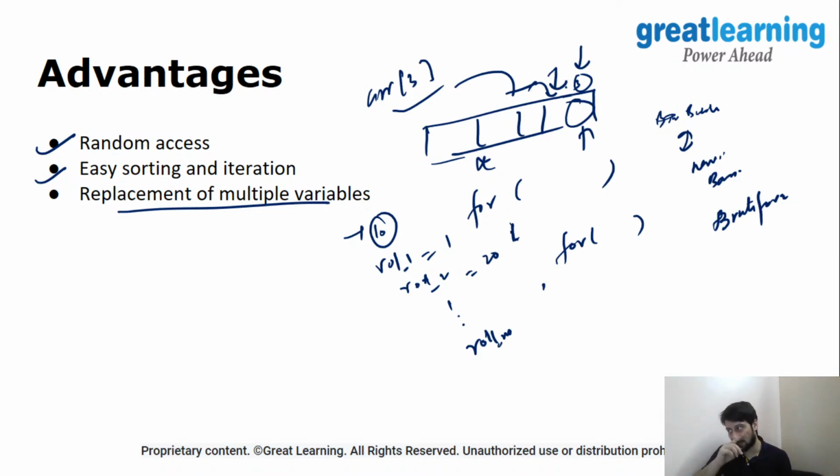Yes, Abhishek, perfect. So if you want to store these 10 variables, that is manageable right now. But let's suppose I'm talking about 1,000 roll numbers. Now will you go ahead and create one by one all these variables up to 1,000?